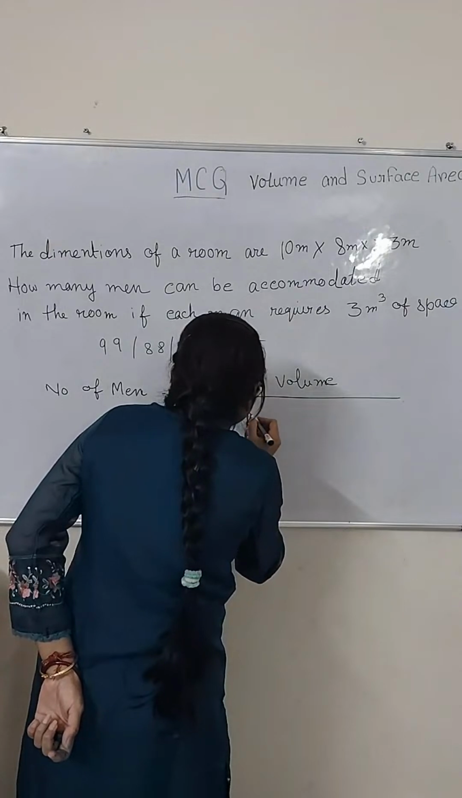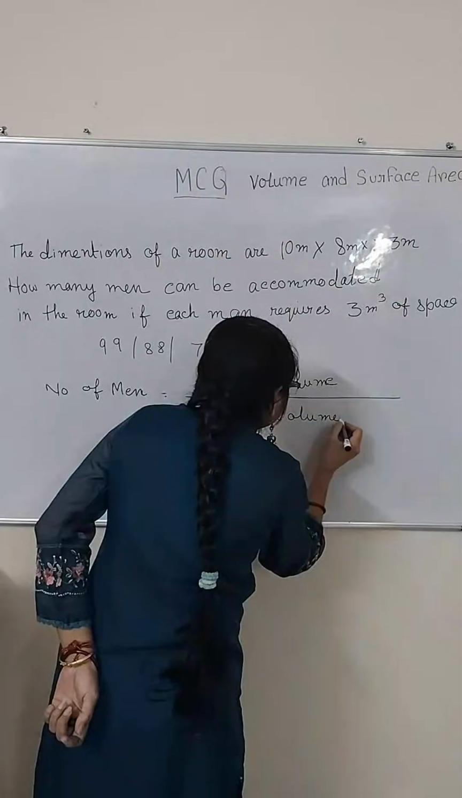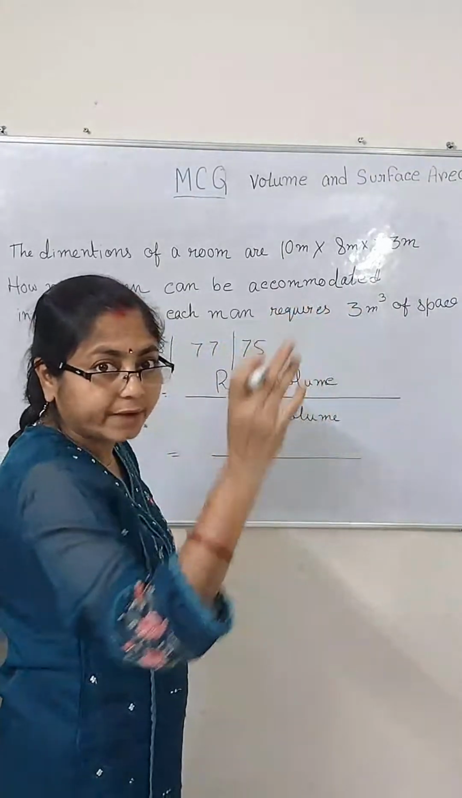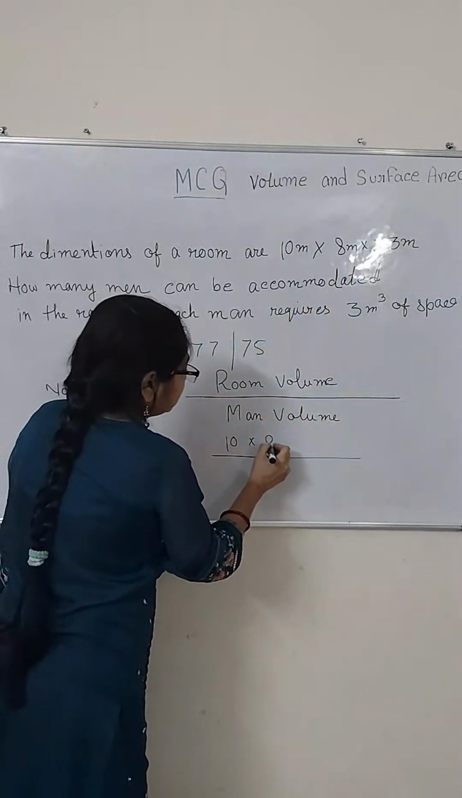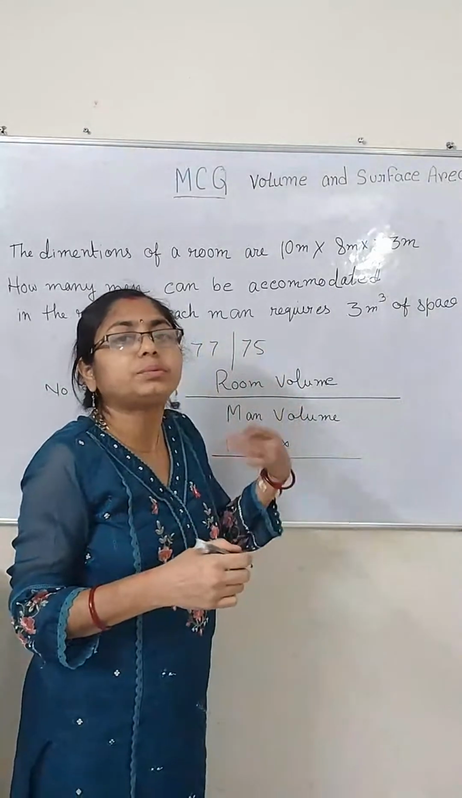By main volume. We don't calculate the volume. We just put the values and calculate it. 10 into 8 into 33.3. So I remove the decimal.